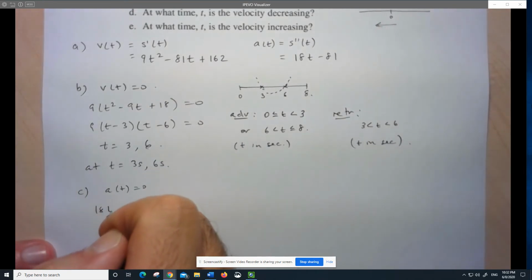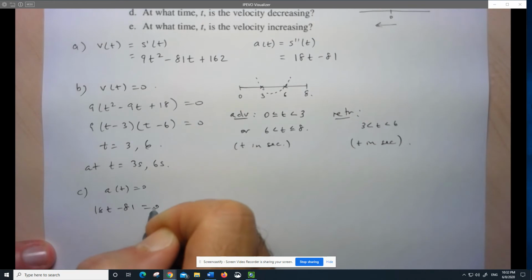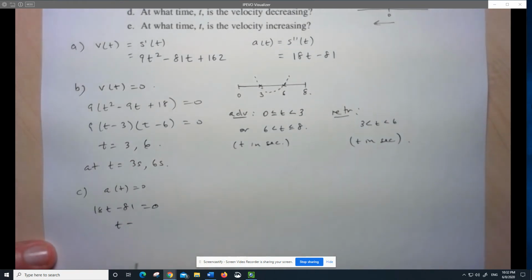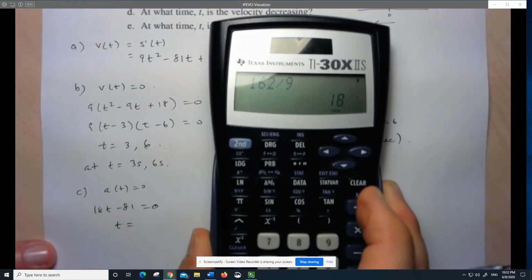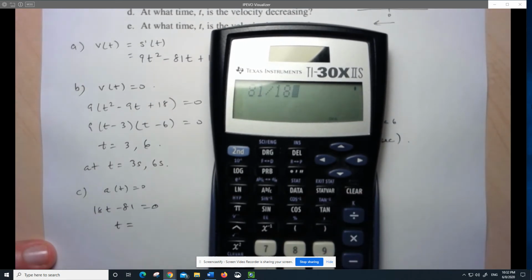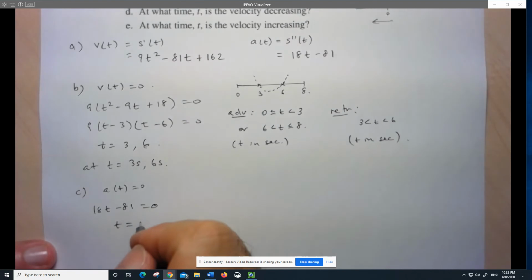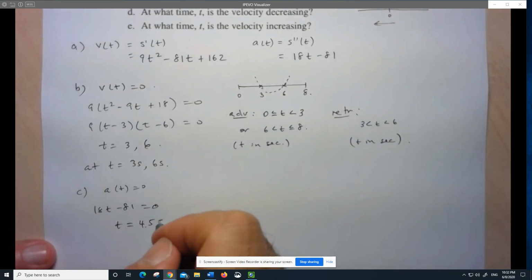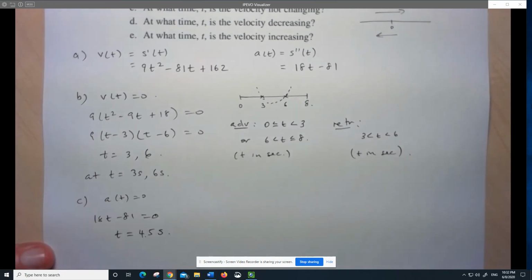So 18t minus 81 equals 0. So let's solve. What is 81 divided by 18? 81 divided by 18 is 4.5. Probably could have done that in our heads. And there you go, at 4.5 seconds.